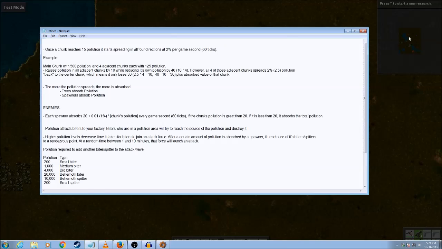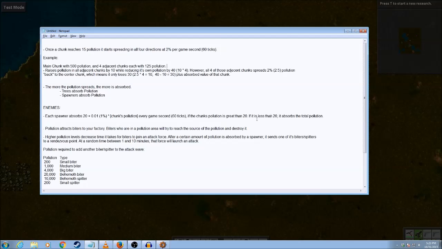Let's say the main chunk, let's say that one where our burner miner is, has 500 pollution in it already. And the 4 adjacent ones to it already have 125 pollution in them, all right? So this main chunk is going to raise pollution in all those adjacent chunks by 10, because that's 2% of 500, while reducing its own pollution by 40, because 10 times 4, because there's 4 chunks it's spreading to, and it's spreading 10 to each, right? Because it takes it out of that chunk when it does it, so it reduces its own pollution by 40.